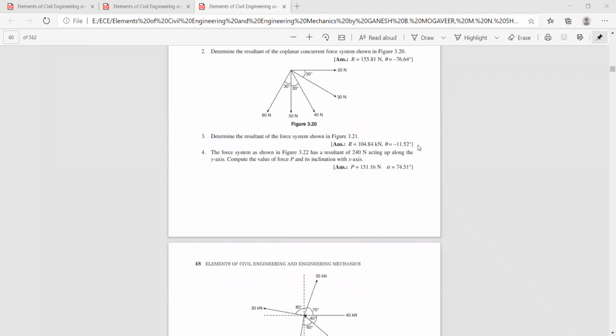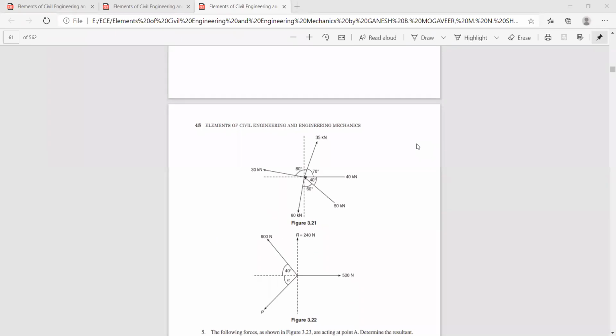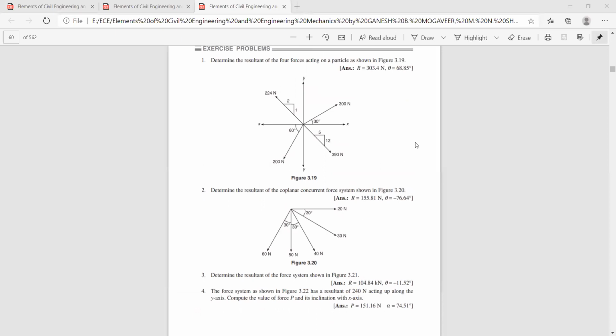So these are some of the exercise problems. I have shared the soft copy of this textbook, so you can go through these problems. If you solve these problems and check with the answers, you will be perfect with the concept.